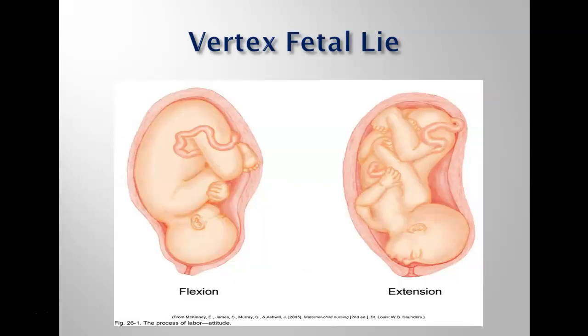So when we talk about vertex fetal lie, we're talking about flexion versus extension. You want the baby's head to be flexed. Notice the chin is against the body, and this flexed, tucked position is the ideal way to deliver. If the baby's head is extended, this is what would cause a face presentation or a brow, and this would make it difficult for a vaginal delivery. It could cause injury to the infant, and it will sometimes cause the mom to need a cesarean section.